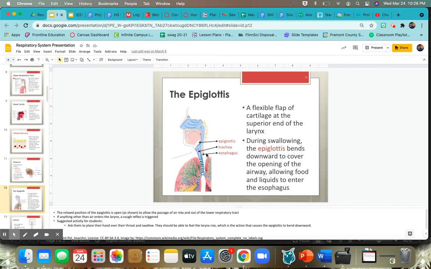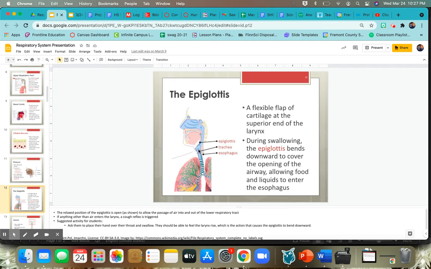Okay, so your epiglottis is just a flexible flap of cartilage. You can think of it almost like a valve, and it sits at the top end of the larynx right here. So here's your larynx, and then here's your esophagus coming down this way. When we eat food, we want it to come down here because we want it to go to our stomach, but we do not want food going to our lungs. So how do we deal with that? The epiglottis. When we swallow, it bends downward and covers that opening, which stops food from going through our airway and allows food and liquids to enter the esophagus. The relaxed position of the epiglottis is open, which is shown here.